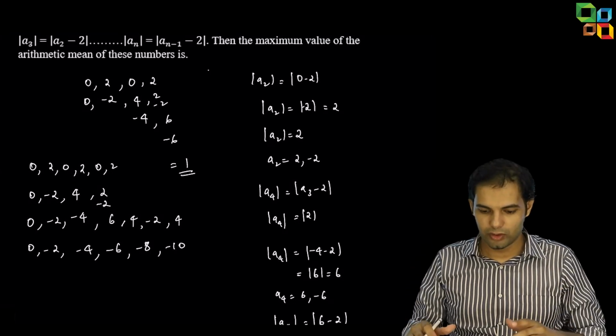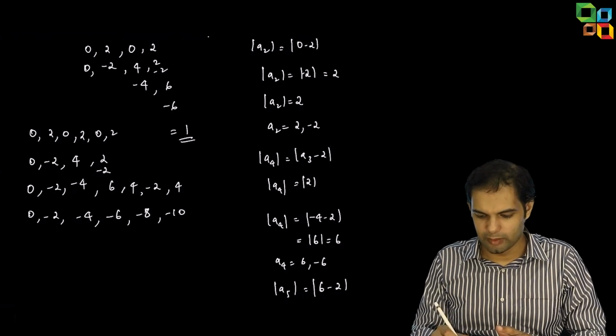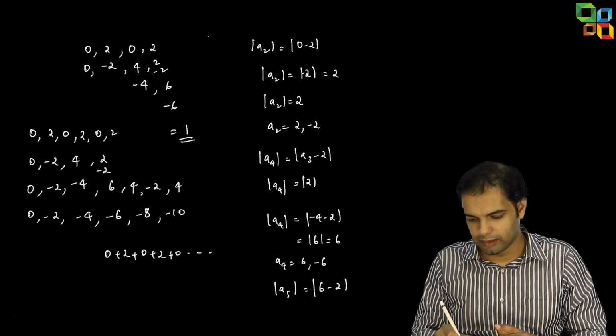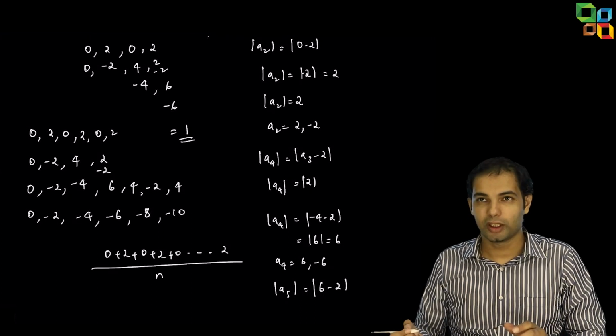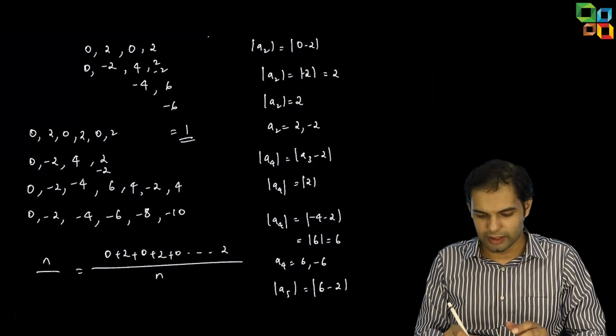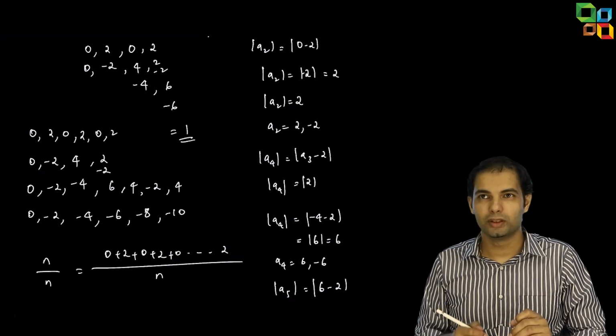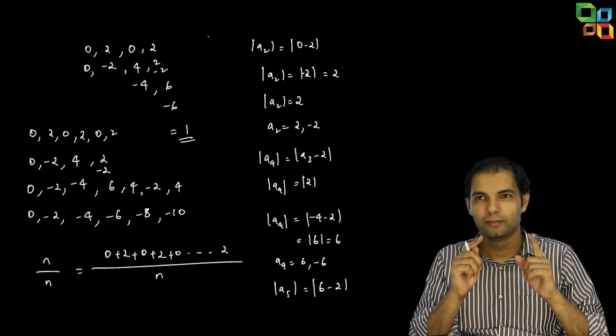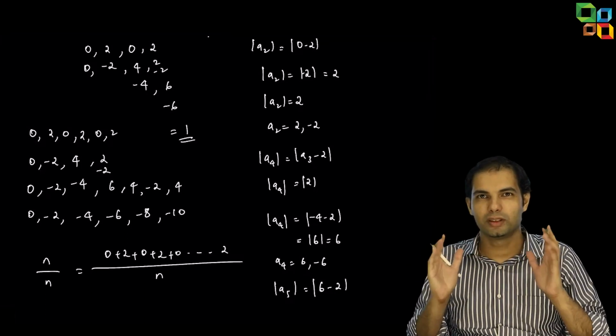Yes, sir. So it doesn't matter. Suppose there are n numbers. So 0 plus 2, 0 plus 2, n numbers, divided by n. Okay. What is the numerator? The numerator is also n, right? Because for 0 and 2, the sum of two numbers is 2 always. So the sum of each two numbers is 2. The total sum will be n.